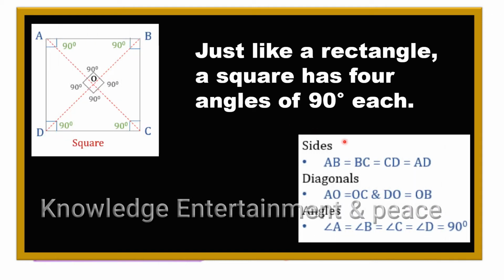You can see here the sides AB equals BC equals CD equals AD, that is, all the sides are equal. Diagonals AO equals OC and DO equals OB. Angles: angle A, angle B, angle C and angle D are equal to 90 degrees.